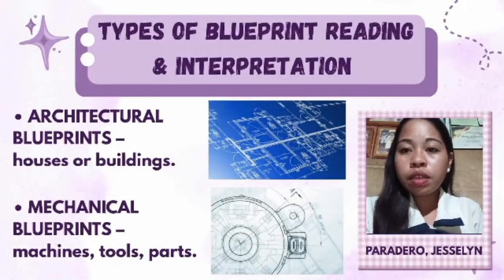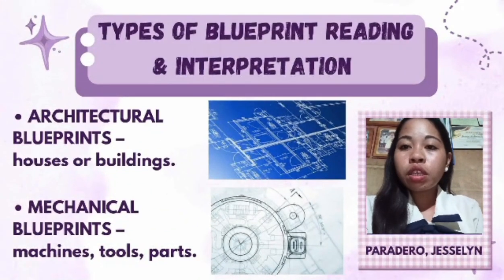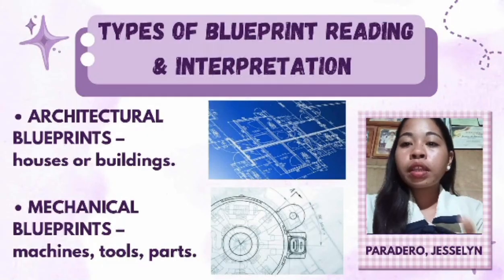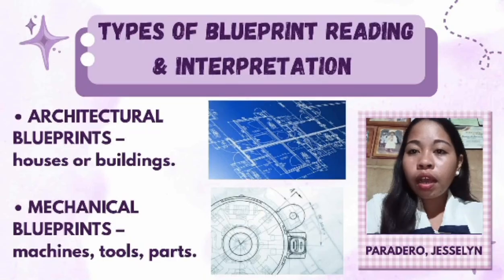Types of blueprints. First, architectural blueprints: houses or buildings. Here in architectural blueprints you can see the size, layout of rooms, doors, windows, and overall design of structures. Second, mechanical blueprints.